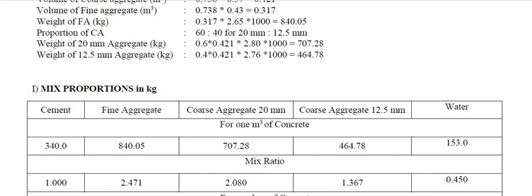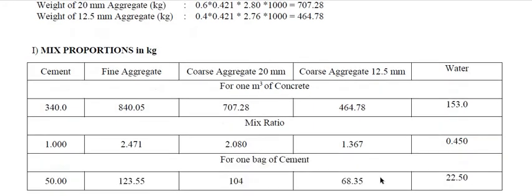Water cement ratio is 0.45. Again, per bag of cement, by using 1 bag of cement I need to give 123.55 kg of fine aggregate, 104 kg of 20 mm aggregate, and 68.35 kg of 12.5 mm aggregate, and 22.5 liters of water I need to design mix the concrete.